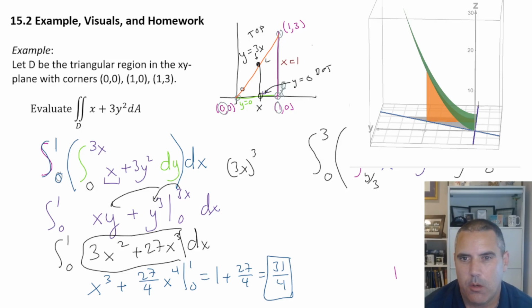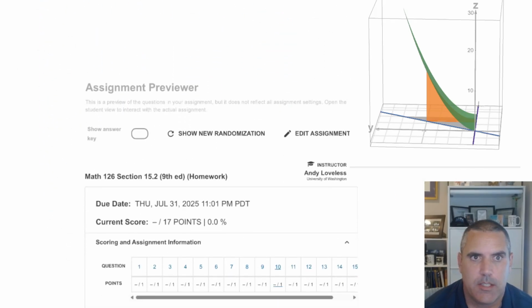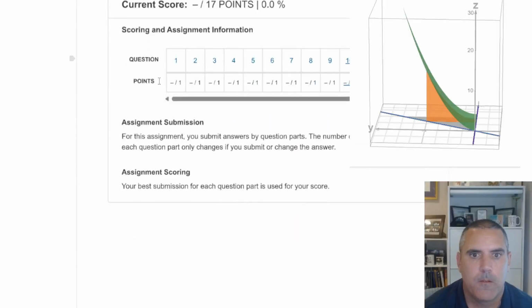Okay, so if you are fuzzy at all about how I got those bounds, please ask on the discussion board. Please peek ahead at the homework. Once you have the bounds, it's computation. All right, let's peek at the homework and see what it looks like. Here's the 15-2 homework.